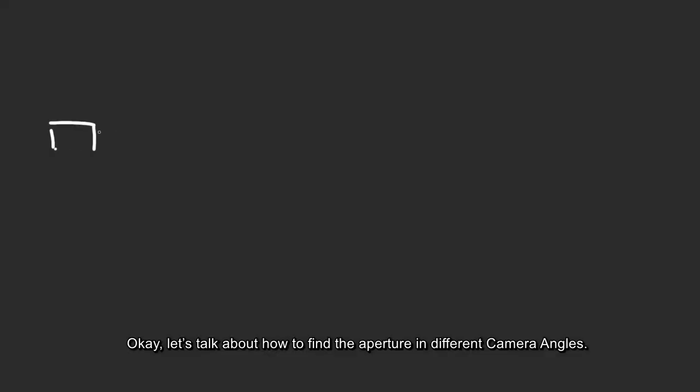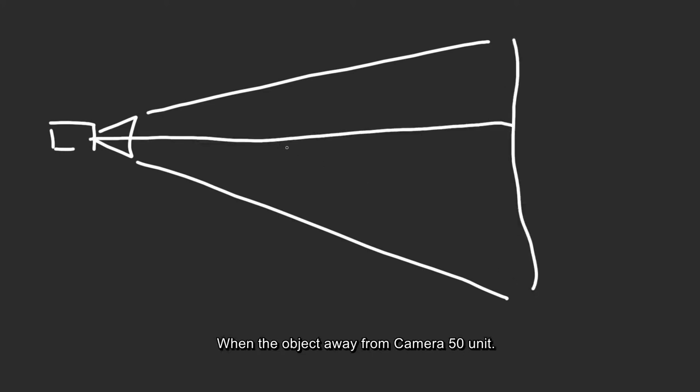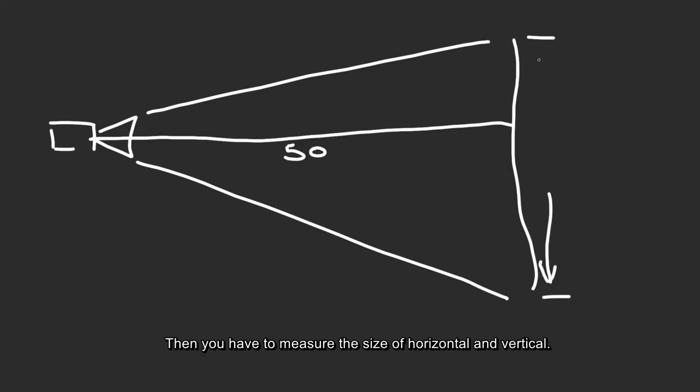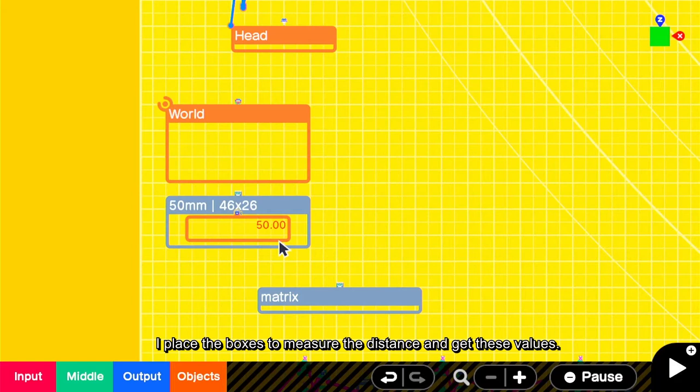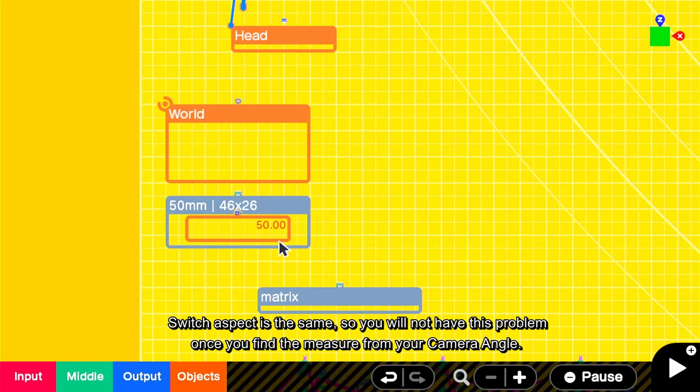Okay, let's talk about how to find the aperture in different camera angles. This is the relationship. When the object is away from the camera 50 units, then you have to measure the size of horizontal and vertical. I place the boxes to measure the distance and get these values. This value depends on the image aspect. In a physical camera, if you have different film back, this value will be different. Switch aspect is the same, so you will not have this problem once you find the measure from your camera angle.